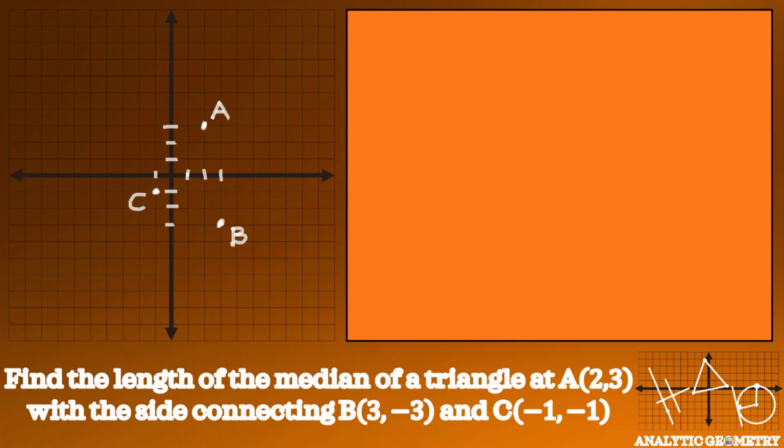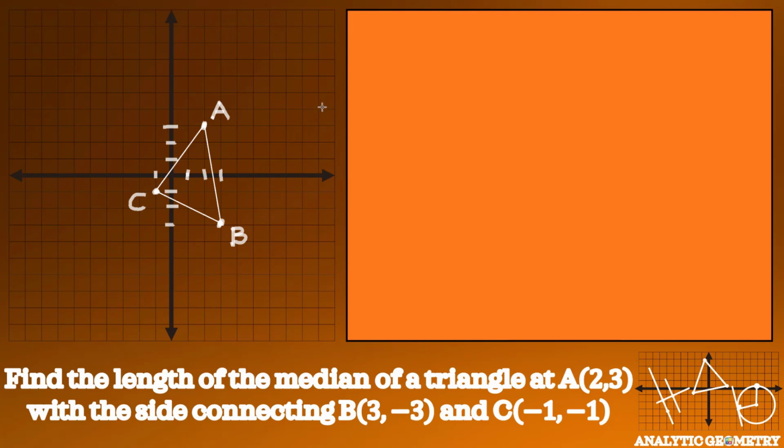If we connect these 3 points, we have a triangle. That's AC or CA. That's AB or BA, and this is BC or of course CB. Now we have this triangle, A at (2, 3), B at (3, -3), and C at (-1, -1). We are going to solve for the length of the median.